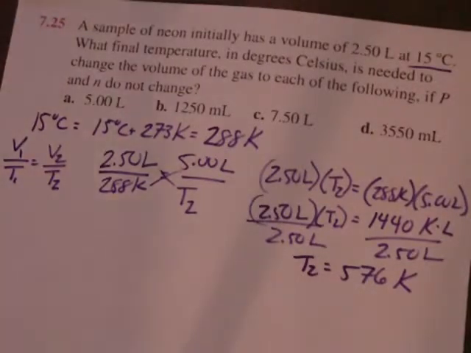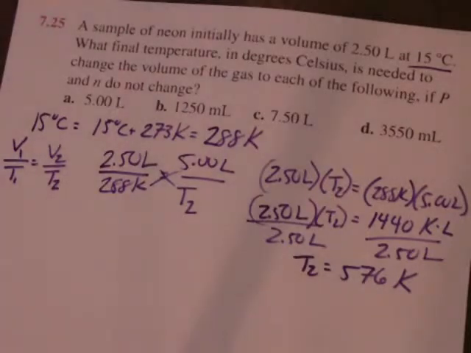So we can go back, like we did with the last question, and see if this answer makes sense. In V1 over T1 equals V2 over T2, they have a direct relationship. If the volume goes up, the temperature goes up. If the volume goes down, the temperature should go down. Here in A, we have an initial volume of 2.5 going up to 5, so we should see an increase in temperature. We have an initial temperature of 288 Kelvin and a final temperature of 576 Kelvin. So indeed, it does go up.